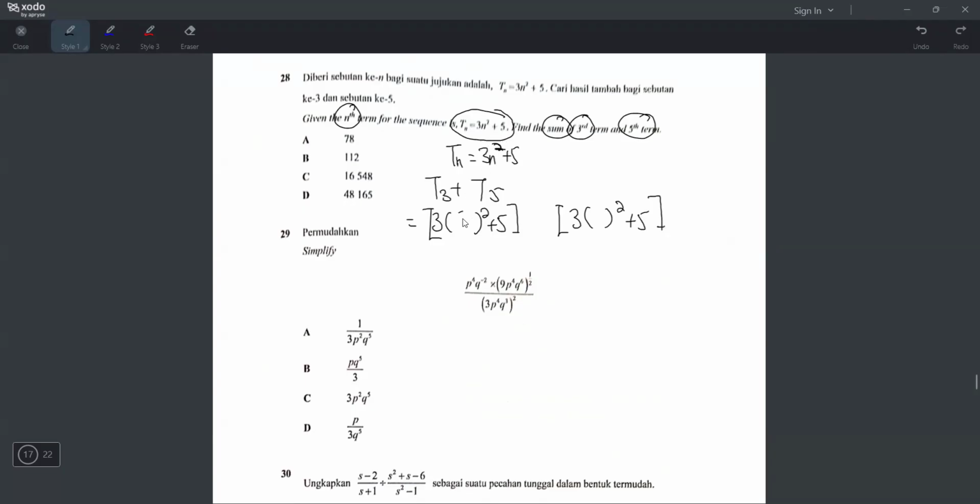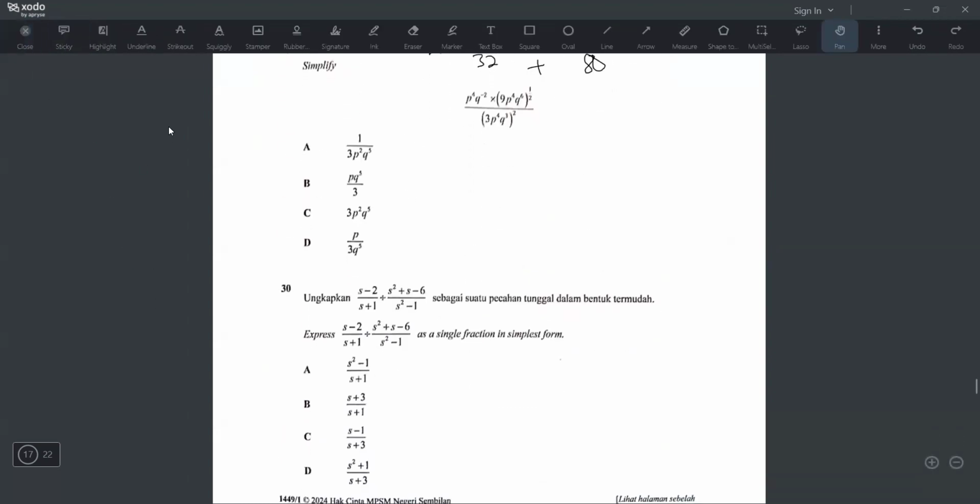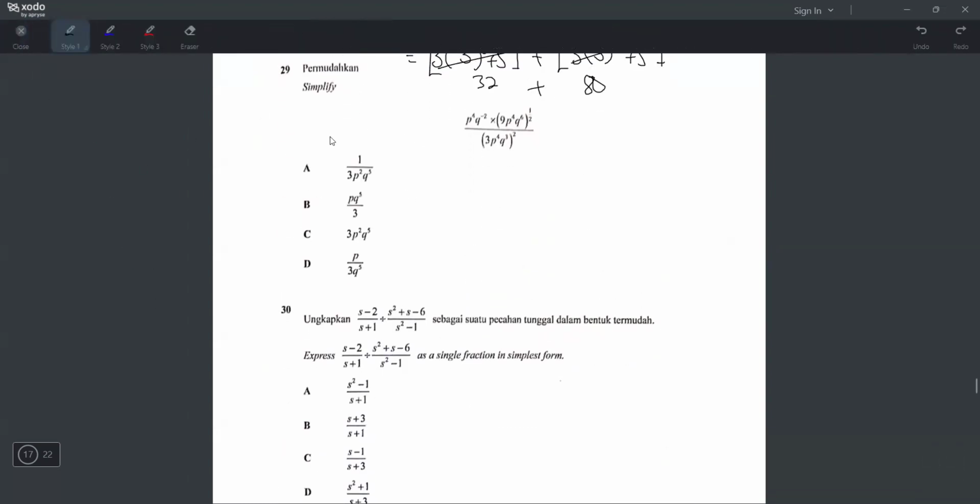Okay, the n is 3, so put in 3. The n here is 5, so put in 5. But in the middle, have to plus, right? So just press this whole thing, and then you will get your answer. Okay, 3 square is 9. 9 times 3, 27. 27 plus 5, 32, right? 5 square, 25 times 3, 75 plus 5, 80. And then plus, you will get 112. So the answer is B. Okay, you can use your calculator to help you. You can bring calculator to your exam, right?